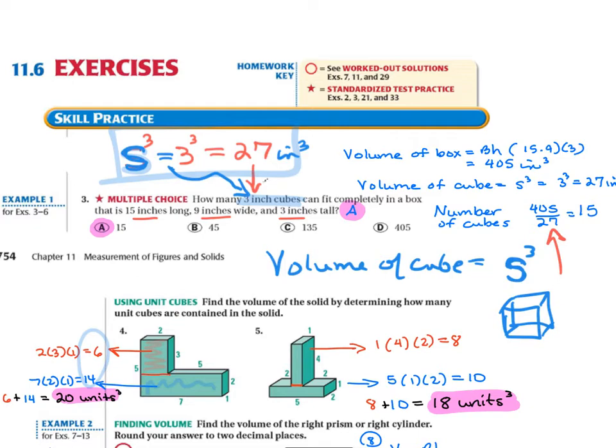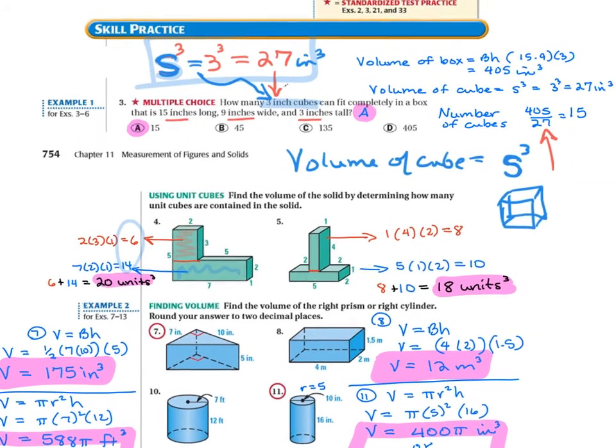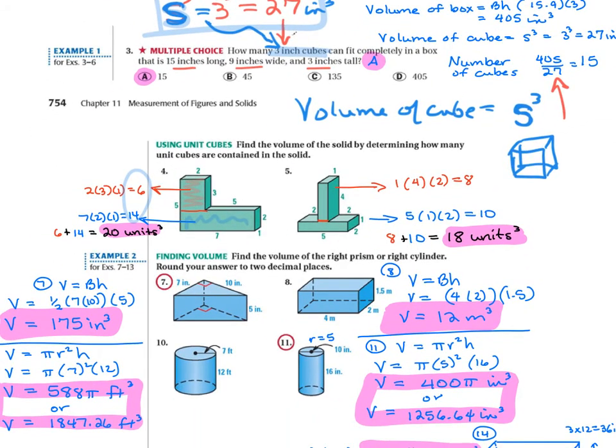Okay. All right, then number 5, again, you're gonna split it up into 2 separate rectangular prisms. So I'm gonna first do the top red one. And this has dimensions of 1, 4, and 2. And then I had to do the bottom rectangular prism, 5 times 1 times 2. And then add the 2 volumes together. And you get 18 units cubed. Pretty good on that? All right, next one.